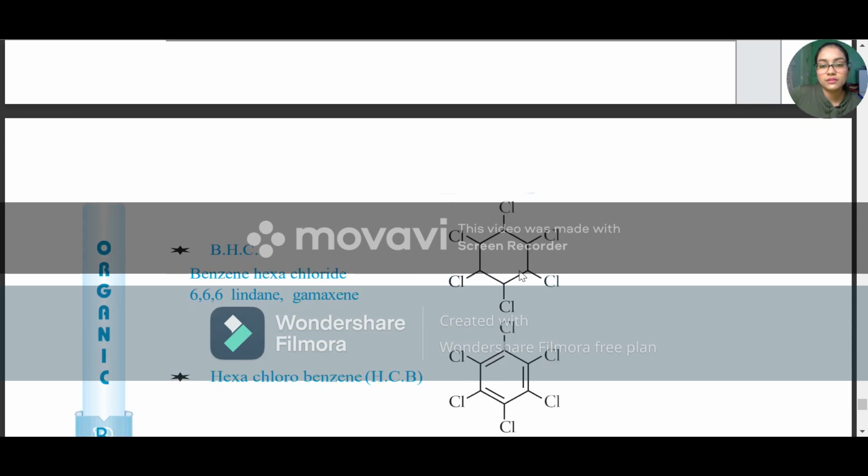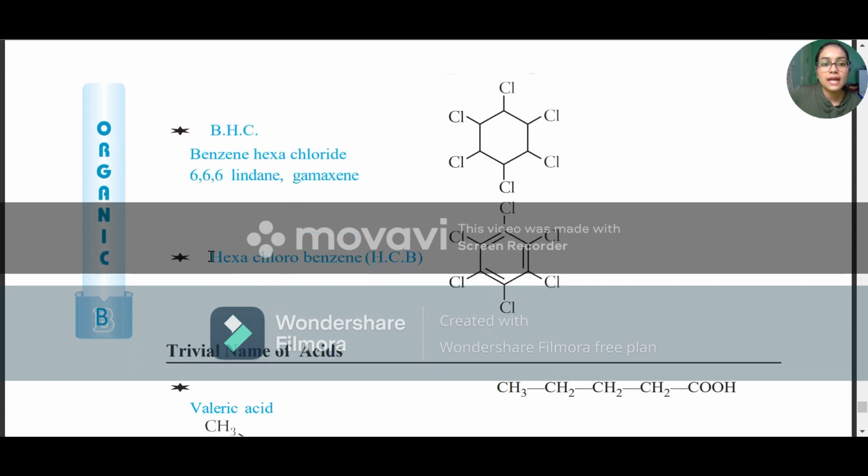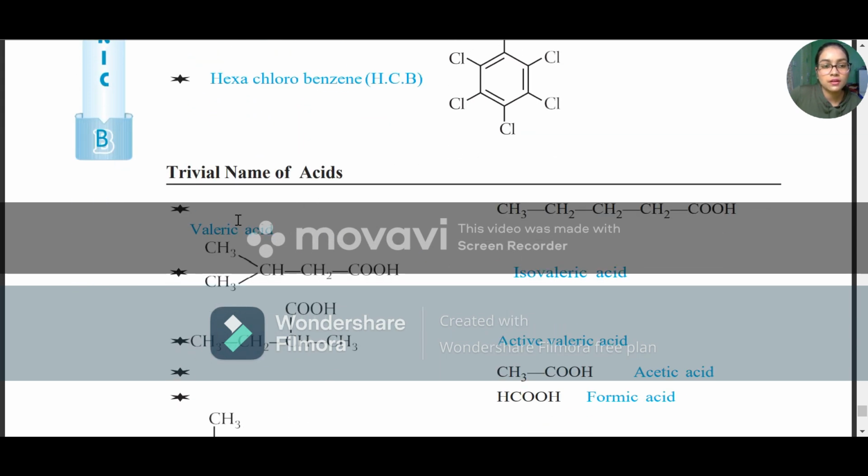Now this is a very important compound because people get confused in it. This is BHC, benzene hexachloride. That is 666, lindane or gammexane. These are the common names, and this is the IUPAC name, benzene hexachloride. And this is hexachlorobenzene.